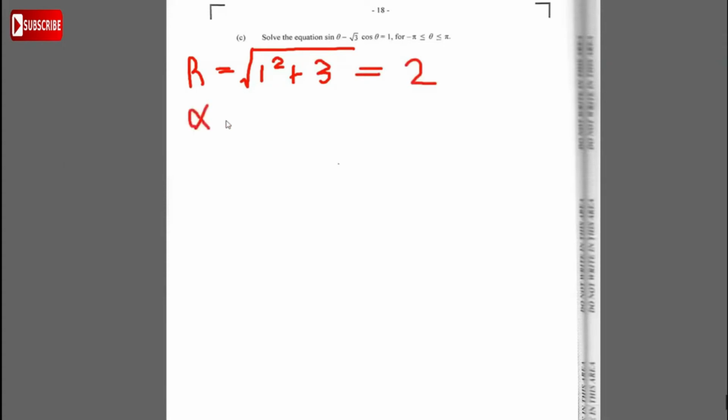Alpha is tan inverse b over a. And so it's going to be tan inverse of minus root 3. We work that out, put that in a calculator, tan inverse of minus root 3, and I'm getting minus pi by 3.